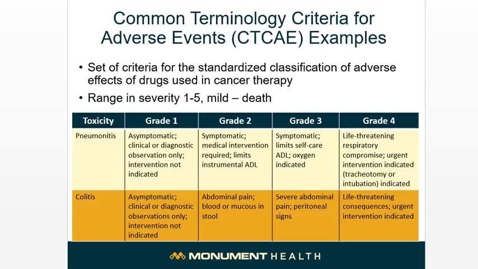So here's an example of the Common Terminology Criteria for Adverse Events. As you can see, it ranges in severity from 1 to 5, mild to death, and for the different toxicities, it goes through the grades and severity, telling you the specifics. So for pneumonitis, the difference between grade 2 and grade 3: grade 3 is going to require oxygen.